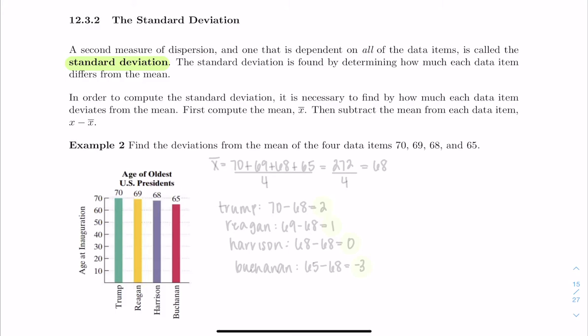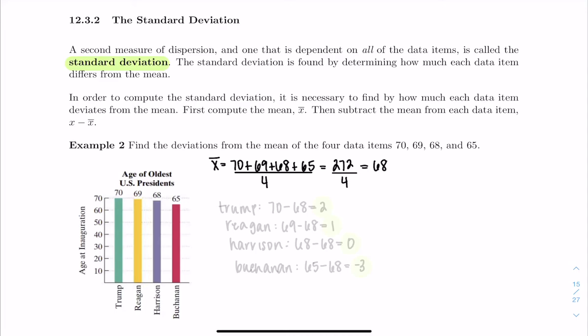The first thing we need to do is find the mean. The mean is when we add up all of the values and divide by how many items there are. So that's 70 plus 69 plus 68 plus 65, and then we divide by 4. On the top we get 272, and on the bottom we get 4. This gives us 68.